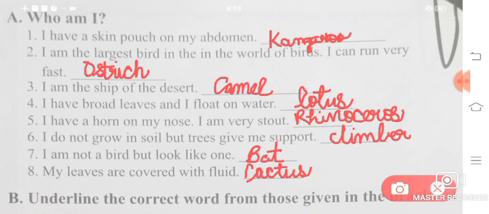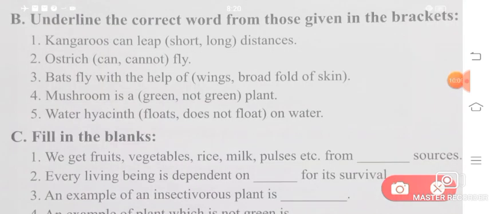Cactus. Fluid hota hai liquid. तो cactus की जो leaves होती हैं वो liquid से connected होती है. 7th में बोला कि जो bat होता है वो दिखता तो bird जैसा है लेकिन वो bird नहीं होता. 6th में बोला है कि climbers ऐसे होते हैं जो दूसरे trees के support में उगते हैं.